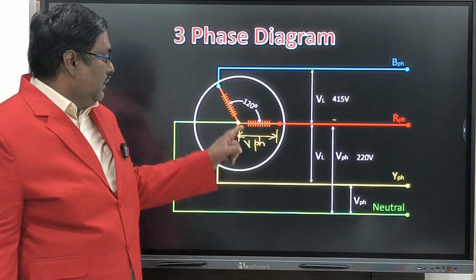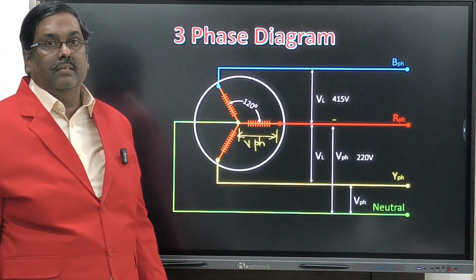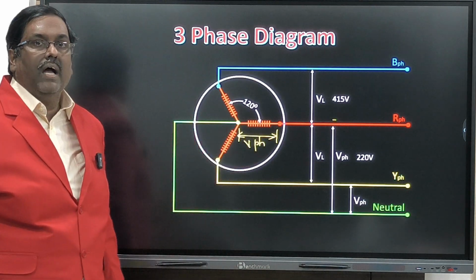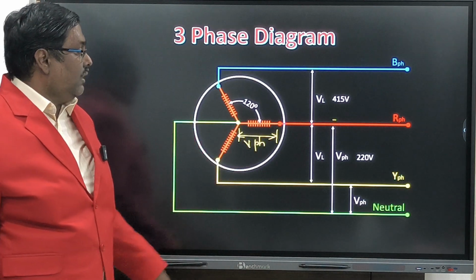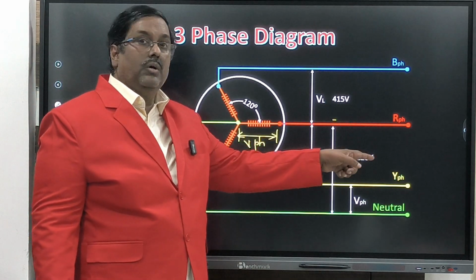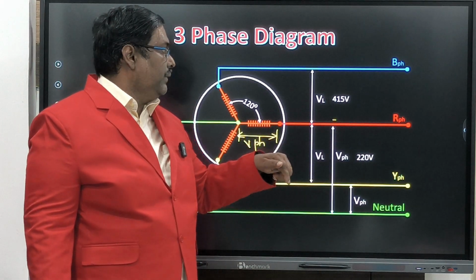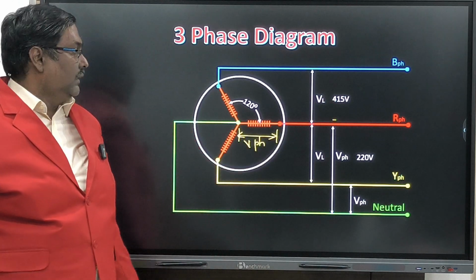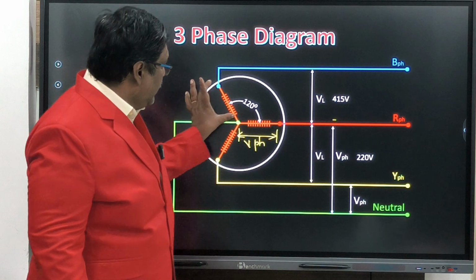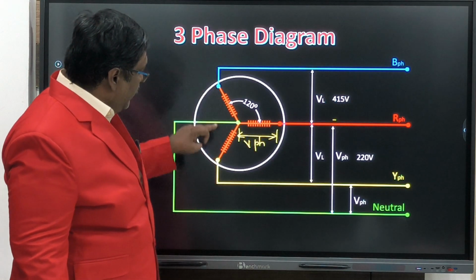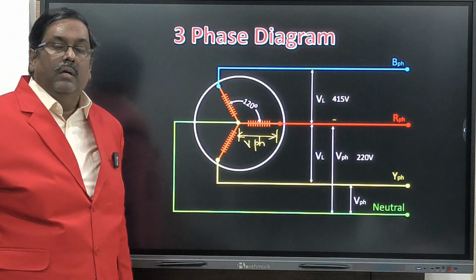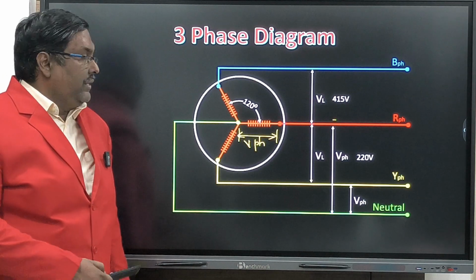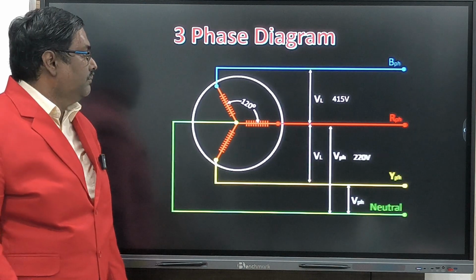But the vector angle is different, the phase angle is different between the phase voltages. So we cannot add directly. Last class also we saw how to add vector quantities. So if you add 220 plus 220 using the vector method, then you will get 415, not 440. Otherwise 220 plus 220 is 440, because here 220, here 220, so between these two points it should be 440, no? It will not be 440, it will be 415 because of vector addition. We are going to see how they do the vector addition.